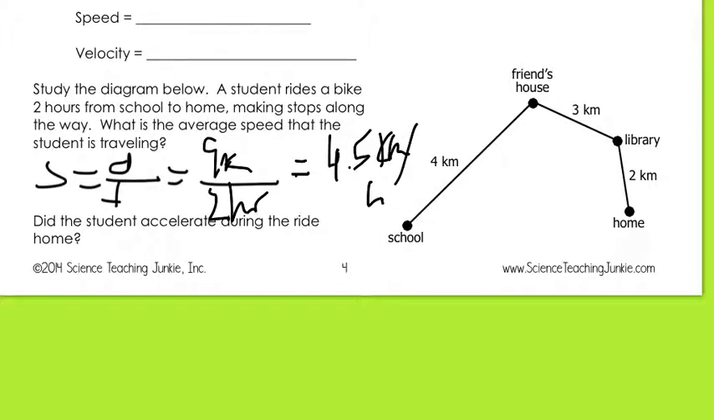And then last one, did the student accelerate during the ride home? He did accelerate because he changed direction.